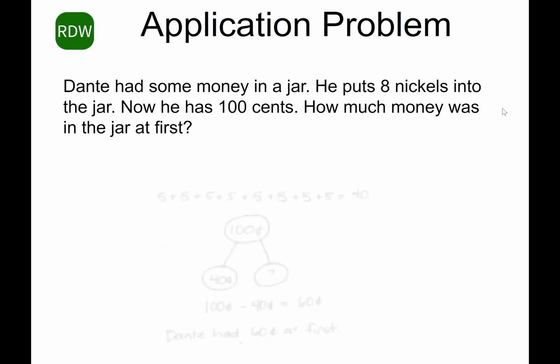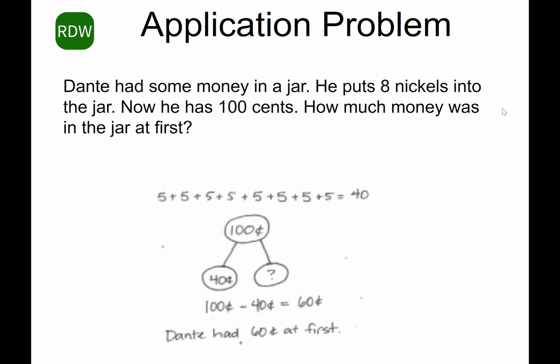All right. So we know 5 cents makes a nickel. So each of these 5s is a nickel, right? 5 plus 5 plus 5 plus 5. That's 5, 10, 15, 20, 25, 30, 35, 40 equals 40. So we know that he added 40 cents. Oh, look at the strategy that we can use to solve here. A number bond. We all remember number bonds.